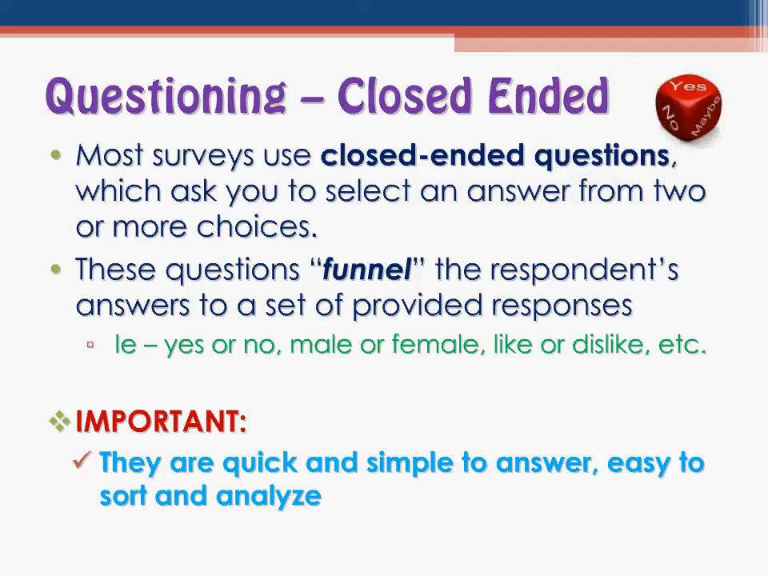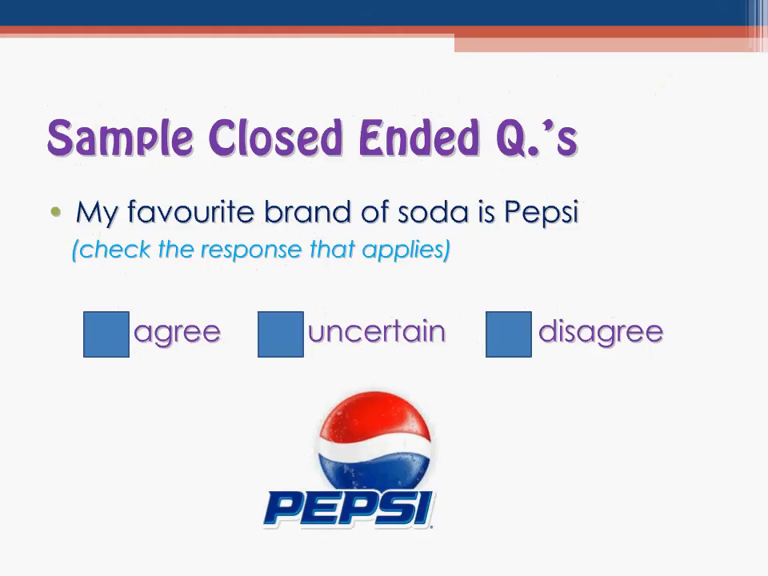They're easy to sort and analyze, and that's the main purpose of surveys, right? To gather this information, to analyze it, and to draw conclusions so we can take action. That's what we're constructing surveys for. Therefore, these questions are very, very important. So let's take a look at a few samples of closed-ended questions. For example, if this was a question on a survey, this would be considered a closed-ended question. My favorite brand of soda is Pepsi. Check the response that applies. Agree, uncertain, disagree.